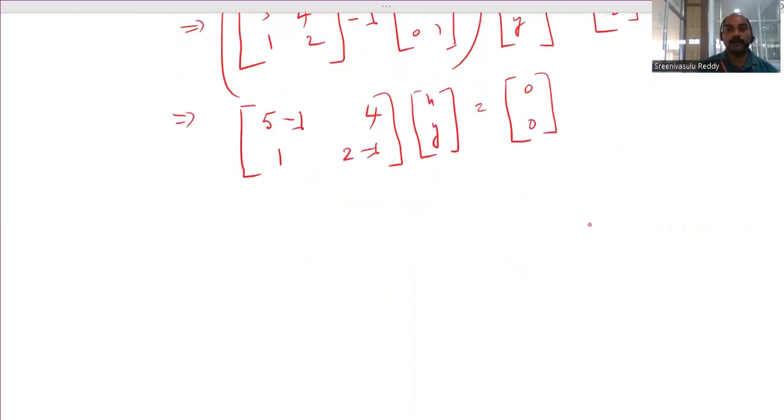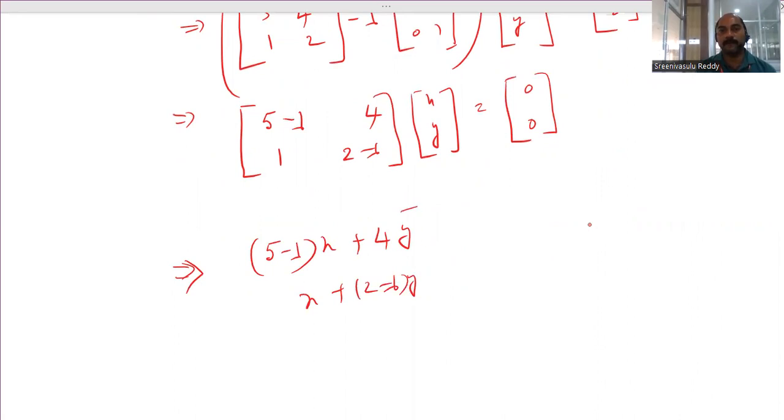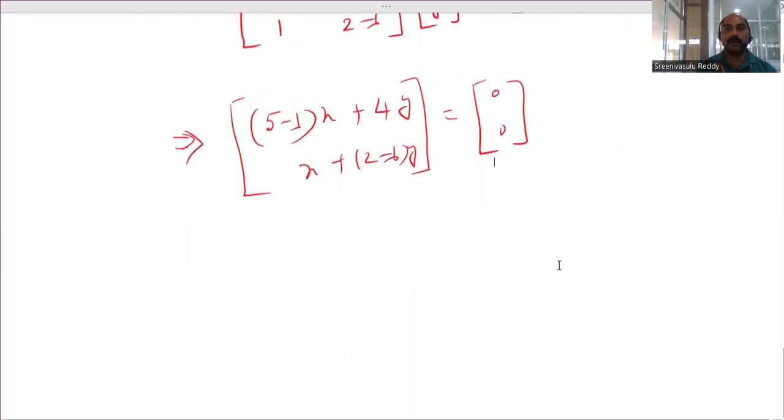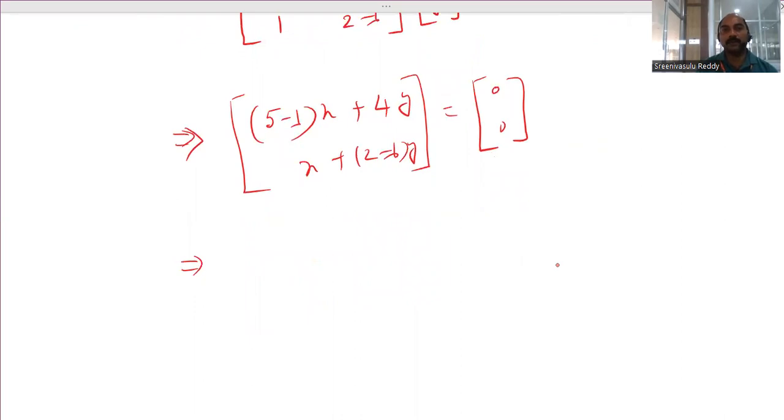Now, once again, matrix multiplication on the left hand side: (5 minus lambda) into x plus 4y in the first row, x plus (2 minus lambda) into y in the second row, equal to 0, 0. Now two matrices are equal if and only if they have the same order and corresponding entries are the same. So the first row first element is the same as the first row first element of the right hand side matrix.